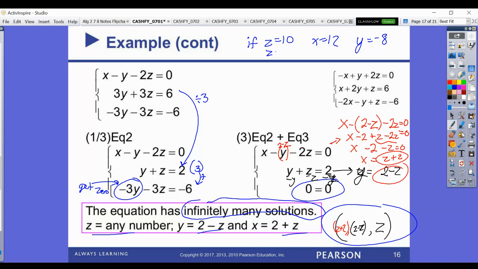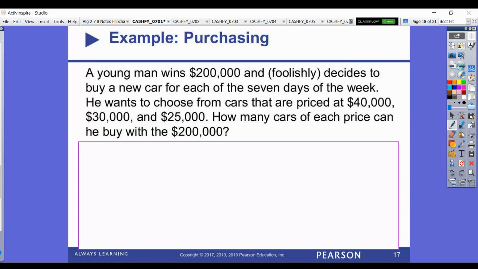I could let z be 0. If z was 0, then y would be 2, and x would be 2. And that's another point. All of these points, these three-dimensional points, would be solutions to this problem. So writing that answer that way can be a little bit tricky, but that's what you need to work towards. Your answer should have a bunch of z's in it.